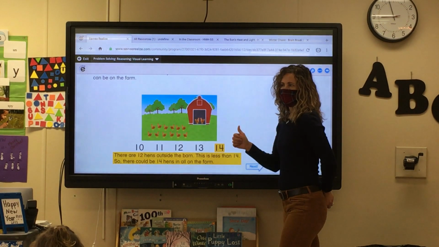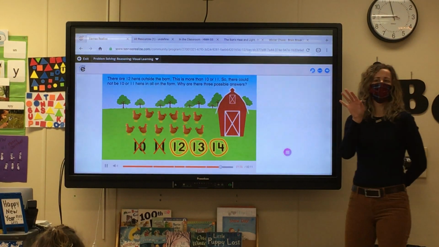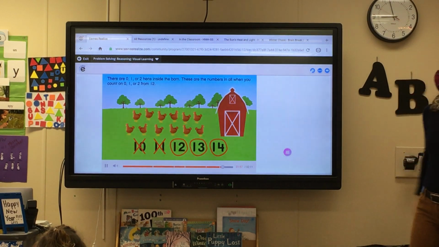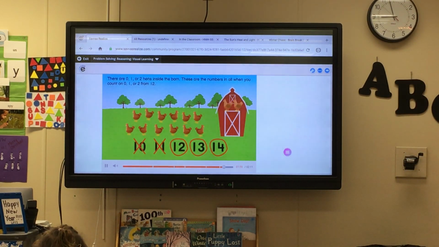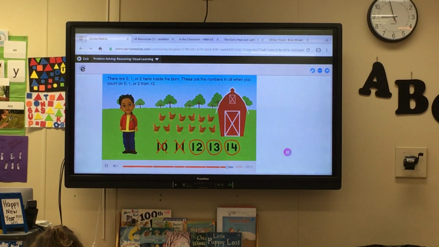Okay. So everyone understand that now? We're good? Okay, so it can't be 10 or 11. That's less than 12. There are 0, 1, or 2 hens inside the barn. These are the numbers in all when you count on 0, 1, or 2 from 12.